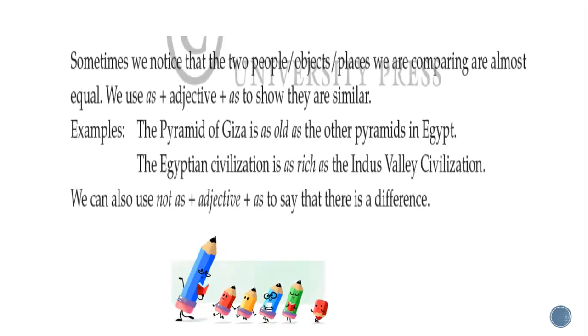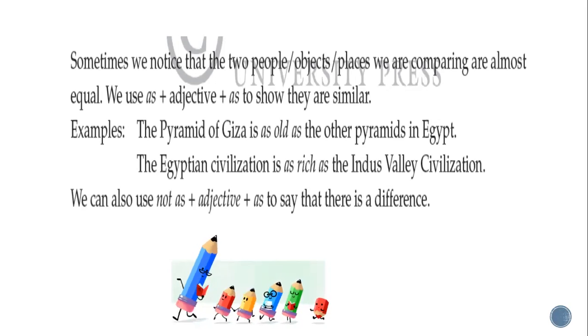Sometimes we notice that the two persons, objects, places we are comparing are almost equal. So suppose the two things which you are comparing are equal, then what will you do? Then we will use as plus adjective plus as to show that they are similar. See, example is given. The pyramid of Giza is as old as the other pyramids in Egypt. The Egyptian civilization is as rich as the Indus Valley civilization.